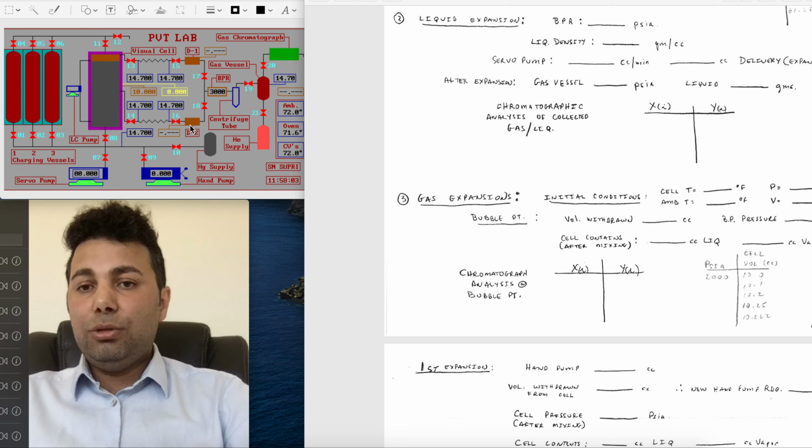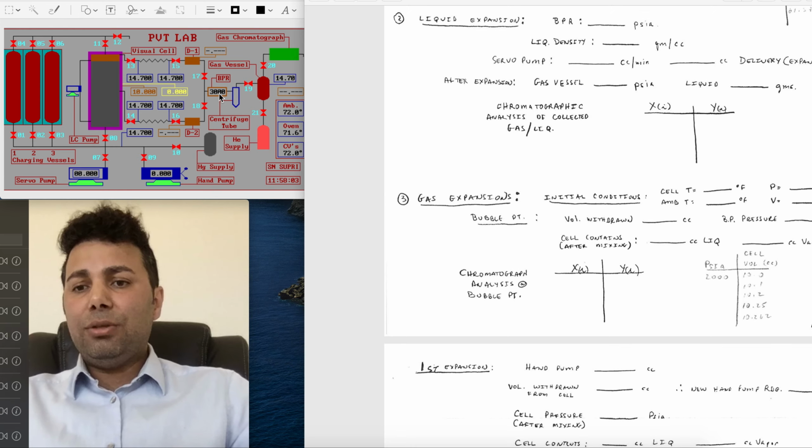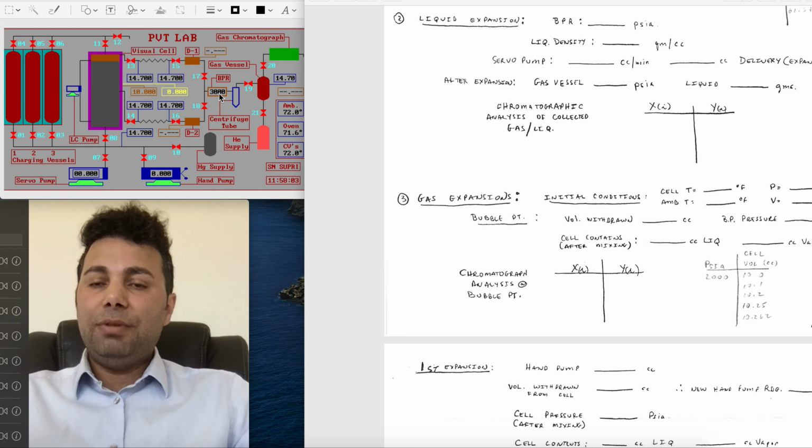Then I have D2, which is a density meter. It's just going to measure the density of the liquid that I'm going to send out. And also I have a back pressure regulator. The back pressure regulator is a safety valve. We always use it in experiments to make sure the pressure in the cell is not changing.